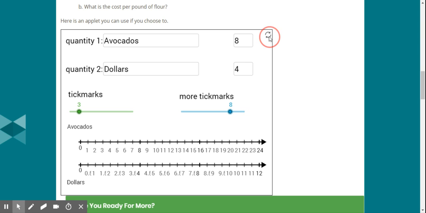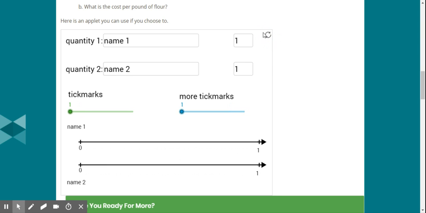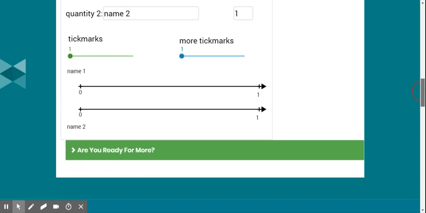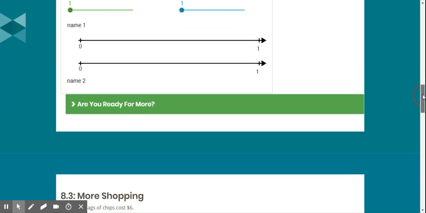And so students can just hit the reset button and work on the next problem from there. So it's a great tool if they have struggles with drawing double number lines from scratch, or if they just want to use the digital version.